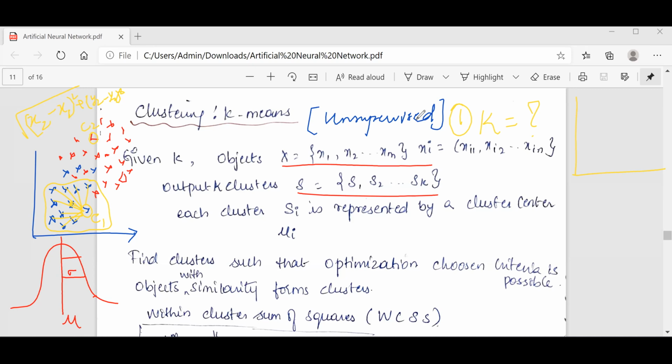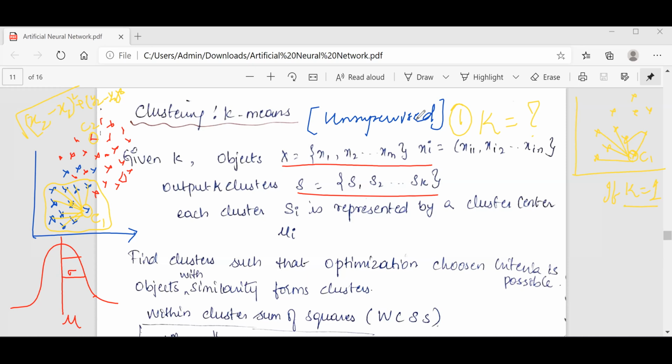Suppose k is equal to 1. I have many data points in this, and I consider this my cluster center, my C1. The cluster center depends on the number of clusters you have. So when k is equal to 1, I have only one single cluster center. Now I will identify the distances between the points and this center.